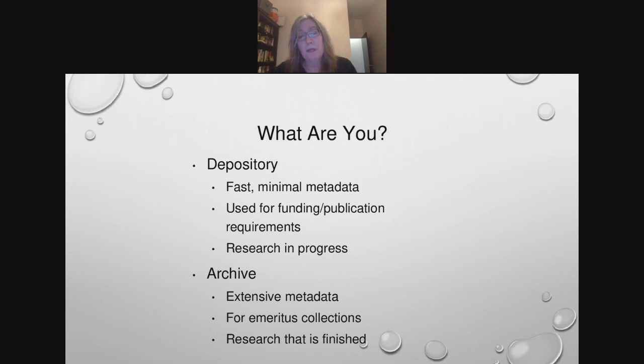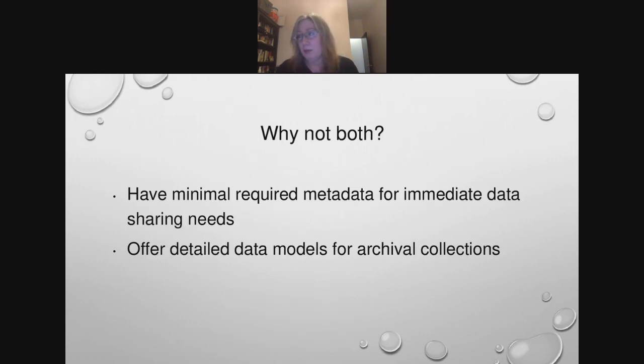But we really didn't think about being what I would call a depository, a kind of tool where a researcher needs to publish their data for a funder or a publisher, and it's research in progress, and you may have minimal metadata. It's a different scenario altogether. Now we can do both. We did have these very complex data models, but we could also put things in with minimal metadata.